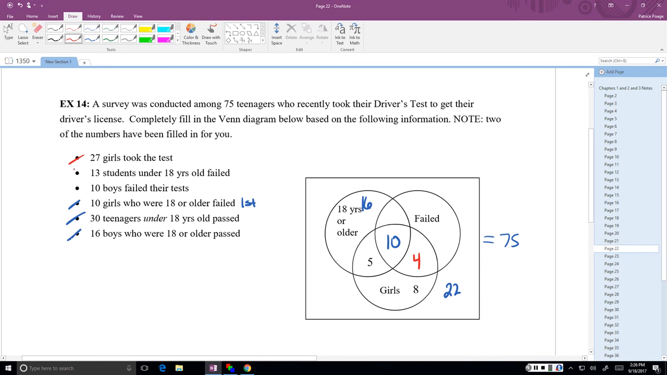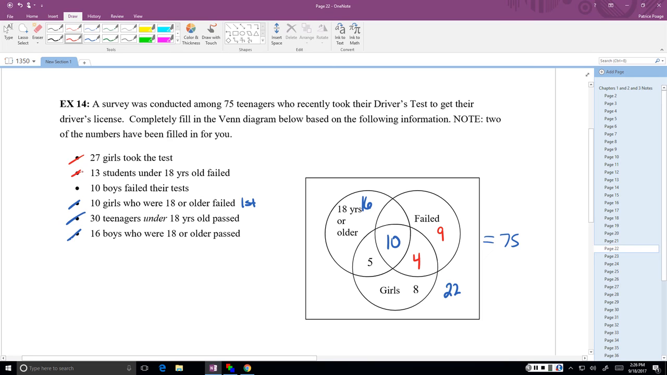13 students under 18, so cover up the 18 or older circle. They're under 18, so that we're talking about these 4. And they failed, so we're talking about these 2 right here. We already have 4, so that leaves how many? 9. And who are those 9 people? Boys who failed, and they're under 18.